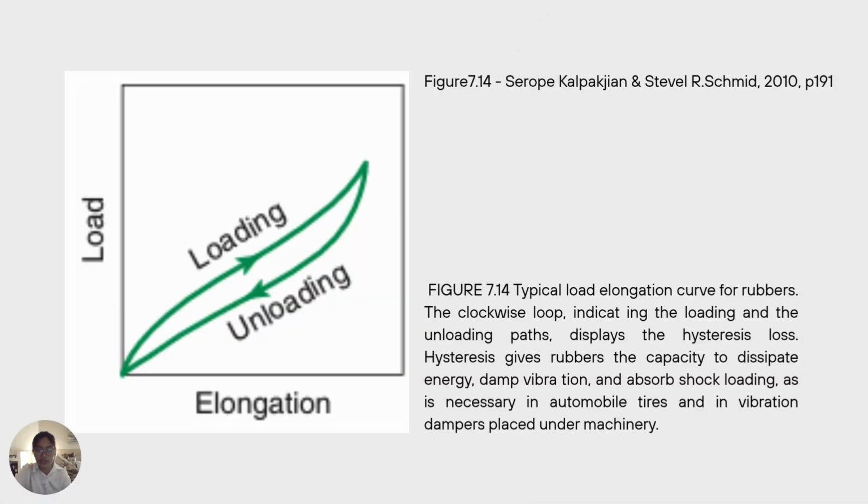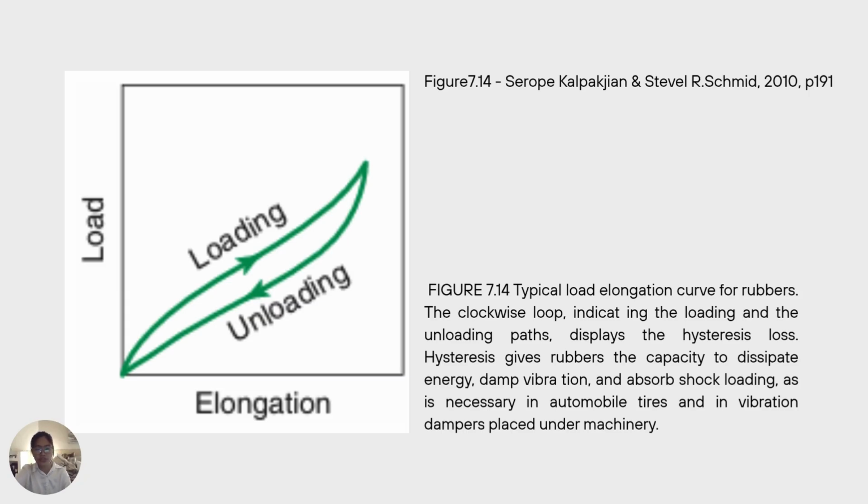On the graph, the vertical axis represents load, and the horizontal axis represents elongation, or the amount of stretch. You'll notice that there are two separate paths, one for loading, where the rubber is being stretched, and one for unloading, where the rubber is released. The curves do not overlap. Instead, they form a loop, which we call the hysteresis loop.